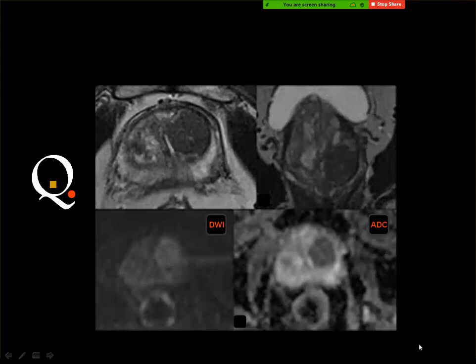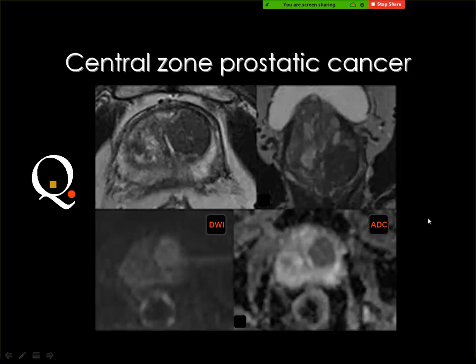Prostatic cancer, central zone or peripheral zone? Central zone. This is the central zone, left side, and this is the peripheral zone. The peripheral zone is free, and in the central zone you have this lesion, which is of low signal in the T2 weighted image, with diffusion restriction, brightness in the diffusion weighted image, and darkness in the ADC. The diagnosis of central zone prostatic cancer is the right answer.